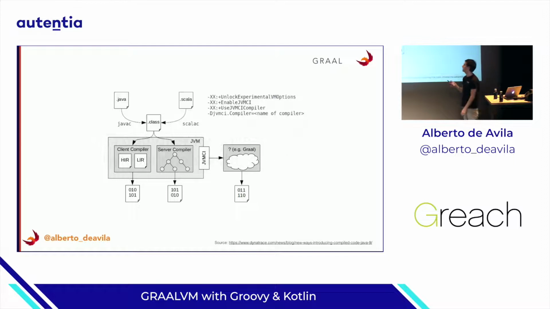So this is a typical picture in a talk about GraalVM. We have here the current compiler for the JVM, the C2 compiler, that transforms the Java or Scala classes into binary code. But in that image, we have two new pieces. We have the JVMCI, the JVM compiler interface, and a new compiler like, for example, Graal.